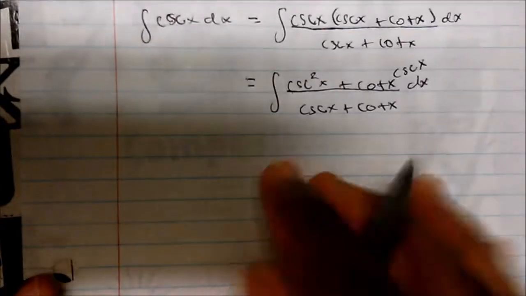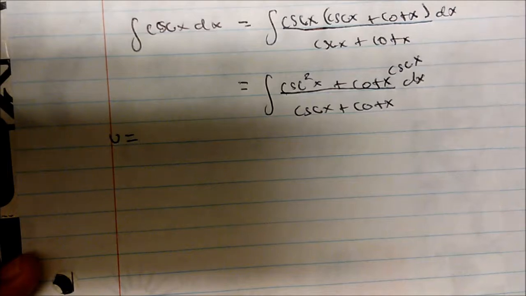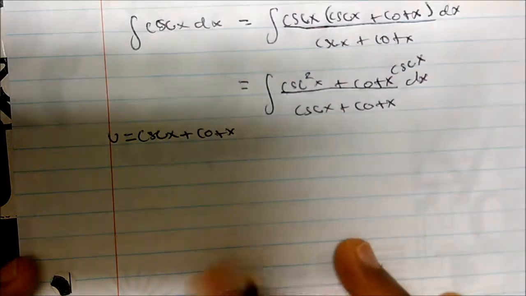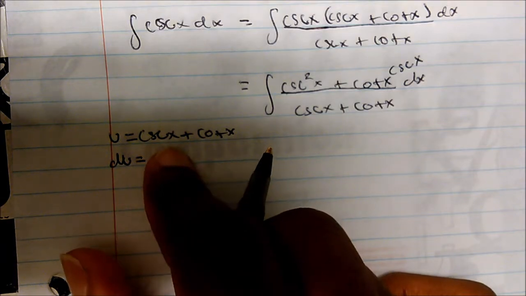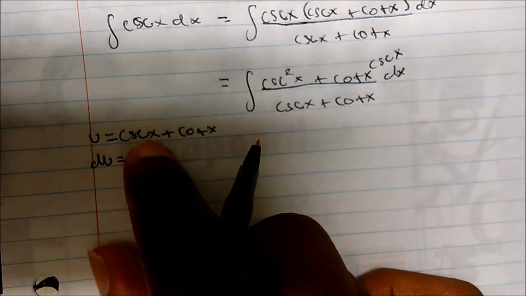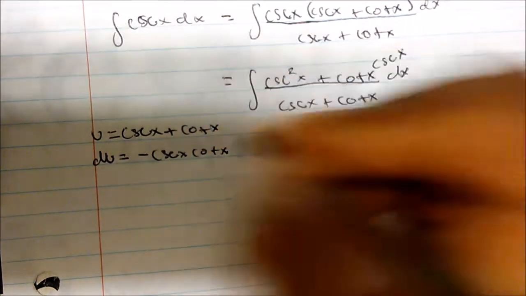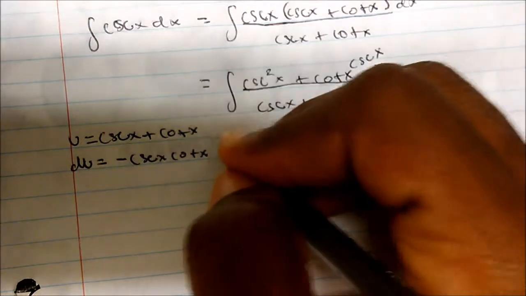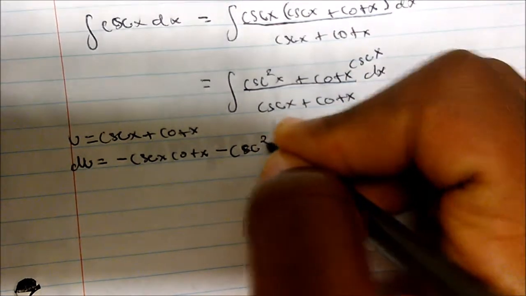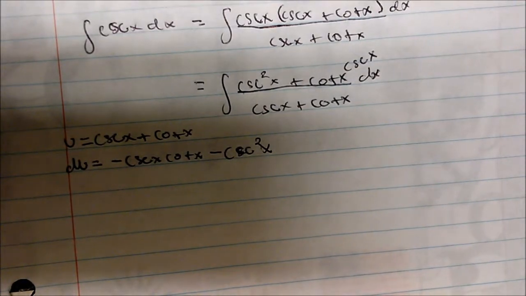Okay. So what this allowed me to do is u substitution. So if I set my u to be the bottom, which is cosecant of x plus cotangent of x, then what's my derivative of cosecant of x? Well, that is negative cosecant of x, cotangent of x. Okay, what's my derivative of cotangent of x? Well, that is negative cosecant squared of x. So this becomes negative cosecant squared of x, which is exactly what we have.